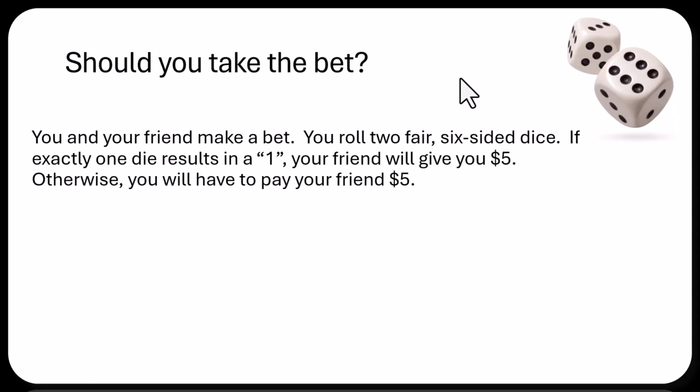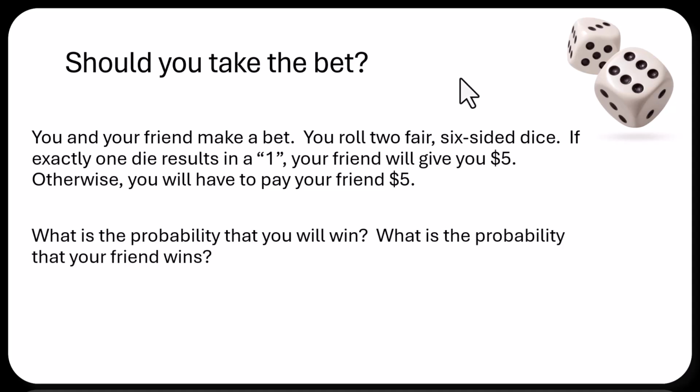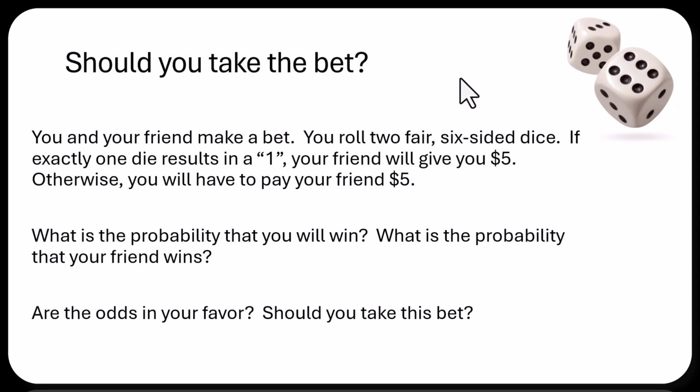Should you take the bet? Suppose you and your friend make a bet. You roll 2 fair 6-sided dice. If exactly one die results in a 1, your friend will give you $5. Otherwise, you have to pay your friend $5. What is the probability that you will win? What is the probability that your friend wins? Are the odds in your favor? Should you take this bet?